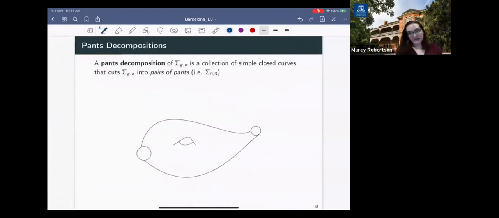And what that relies on is the notion of a pants decomposition. So what Hatcher and Thurston did was they described the idea that you can decompose every surface of genus g with n boundaries with a maximal pants decomposition. So what is this? It's a collection of simple closed curves. If this is new to you, I just mean embedded circles.